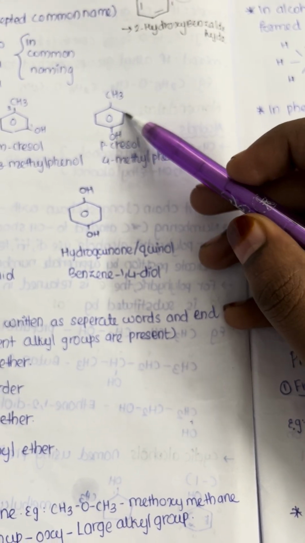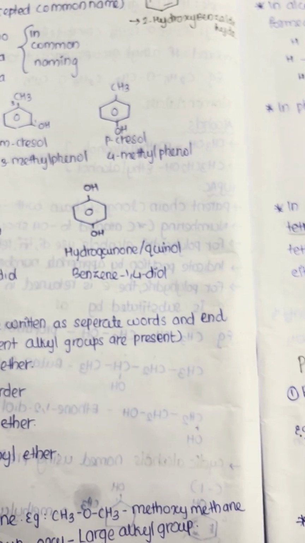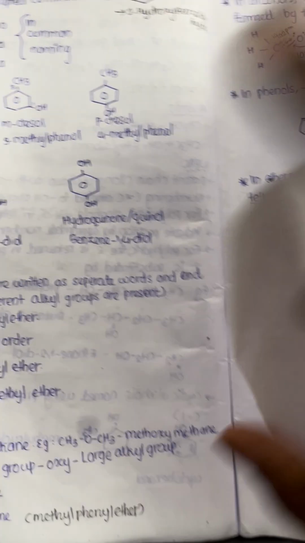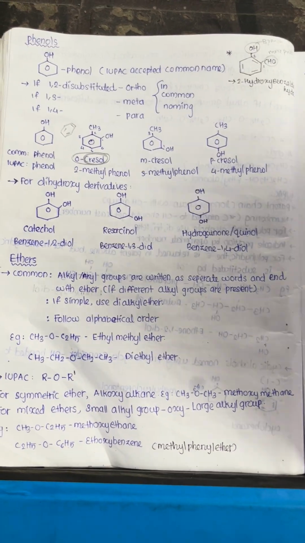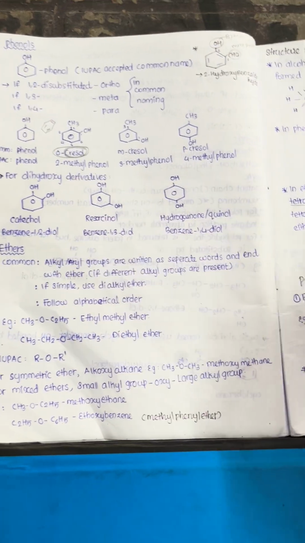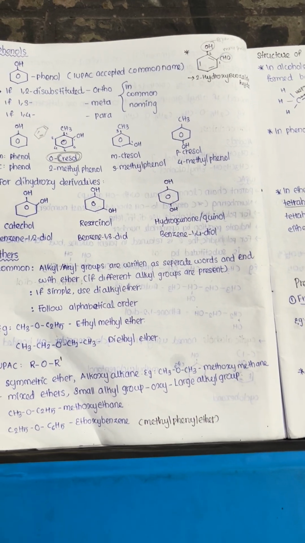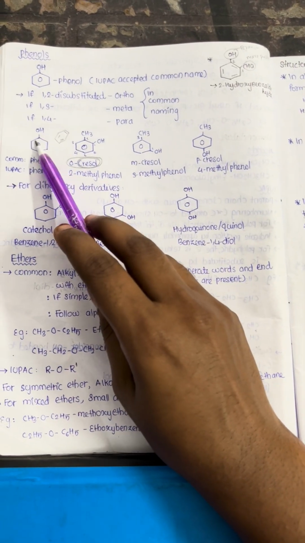OH is present at the first carbon, 1 for this carbon, 2, 3, 4. So 1,4-substituted will be paracresol, and its IUPAC name is 4-methyl phenol. Okay. Now for dihydroxy derivatives, all these have a single OH.